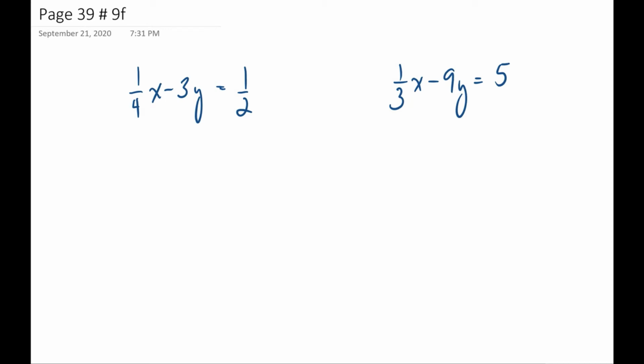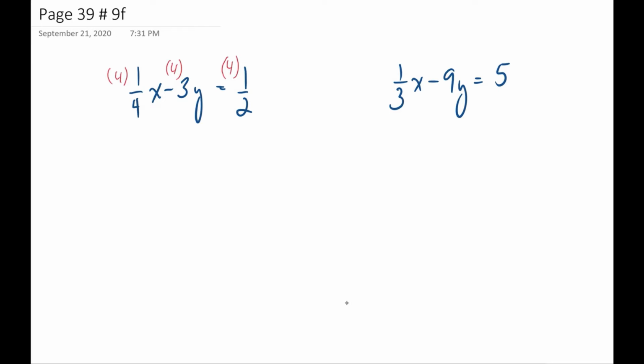So here's a possible solution for number 9f on page 39. Since I don't want to deal with fractions in my equations, what I can do is multiply each of the equations by a common denominator. So for the first equation, I'm going to multiply all the terms by the number 4. Multiply the first one by 4, the second term by 4, and the third term by 4.